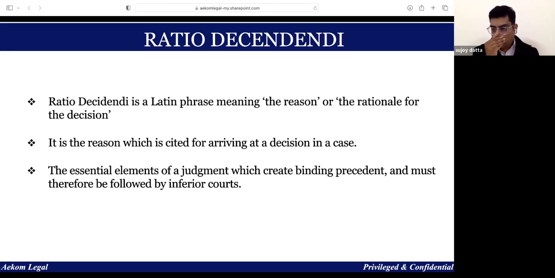Now, one important issue that always arises is whether a certain portion of a case law is its ratio or whether it is merely obiter.